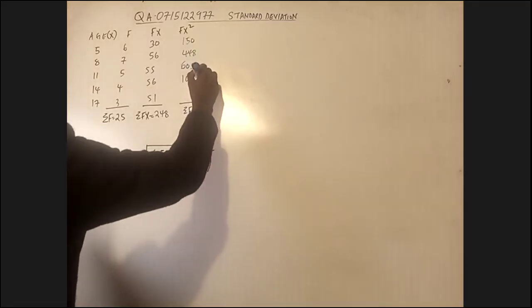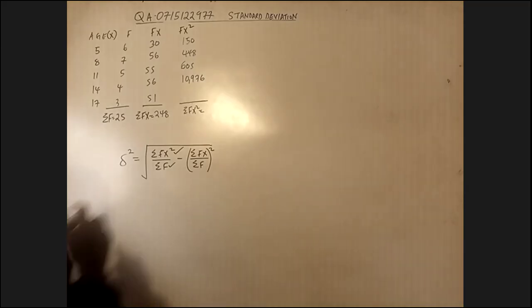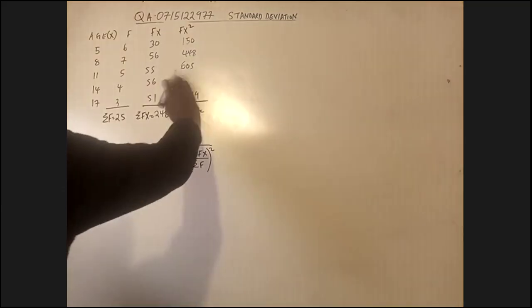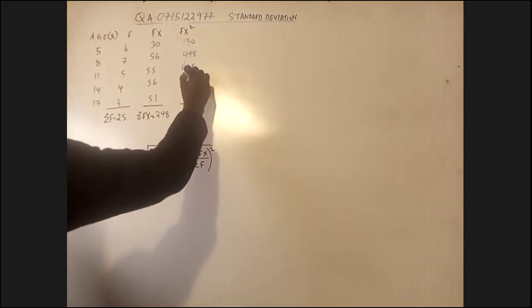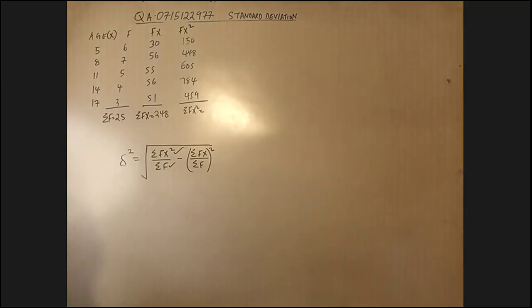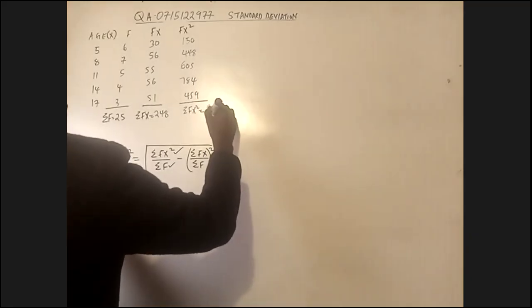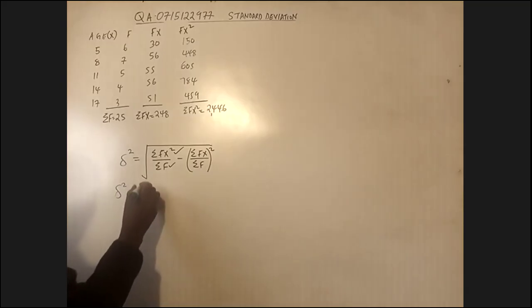3 times 17 squared, 867... 4 times 14 squared, 784. 5 times 11 squared. Now 150 plus 448 plus 605 plus 784 plus 459 gives 2446. Now let us see. This will decide whether it is correct or not.